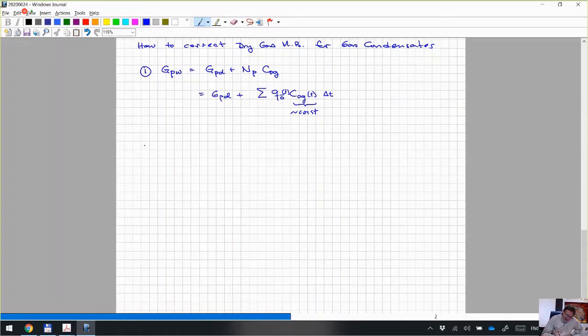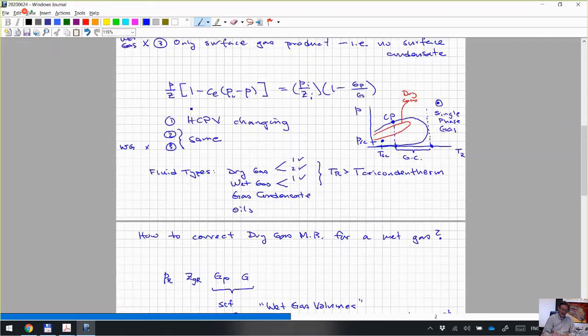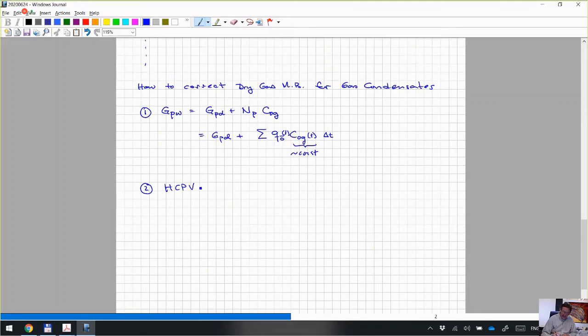The second is that we have to take into account the fact that the hydrocarbon pore volume could be changing because of water influx. So that second equation up here, that's okay. The hydrocarbon pore volume is changing, that's fine. But the hydrocarbon splits; it's got basically a volume of gas in the reservoir and a volume of condensate in the reservoir. So we need to correct for that.